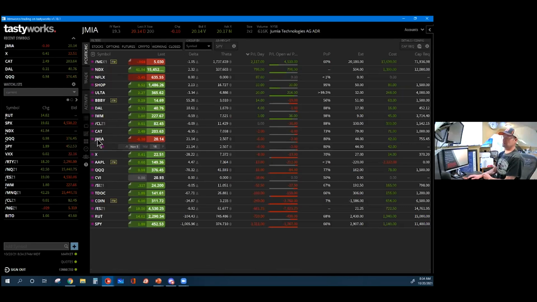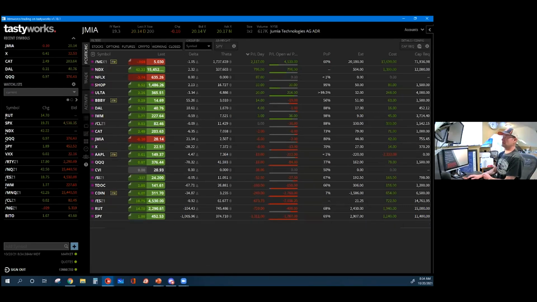And the biggest thing with Jumia was just an absolutely incredible rate of return potential on this trade if we don't get exercised. Okay, just really, really good on that. Really happy with that.